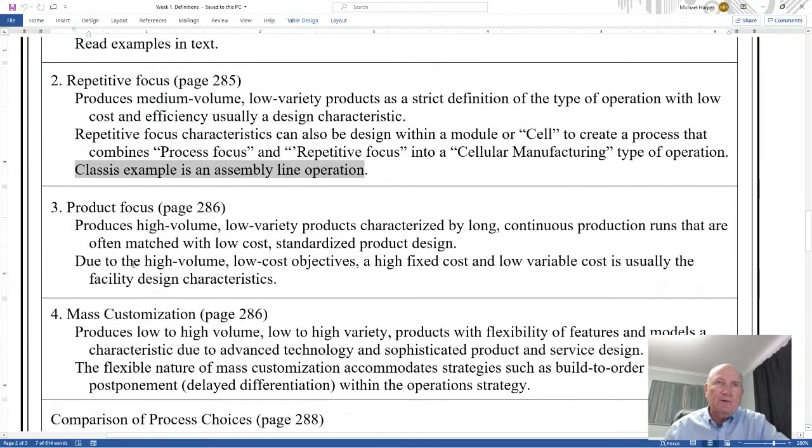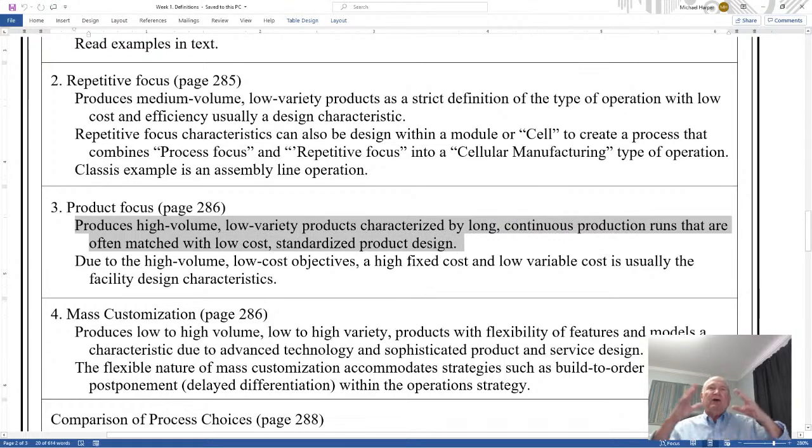The third is the product focus. It produces high volume, low variety products characterized by long, continuous production runs that are often matched with low cost, standardized product design. So here you have your high volume. You're producing one thing, and that low variety is just one product, and you're producing that product over and over again. But you're focusing on the product itself. This is like an assembly line or a conveyor belt, where we're making this one product. It's going to be a long, continuous production run and make a lot of them.